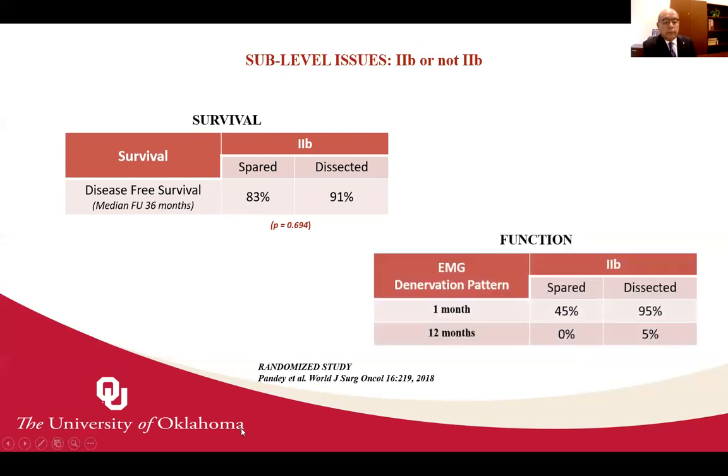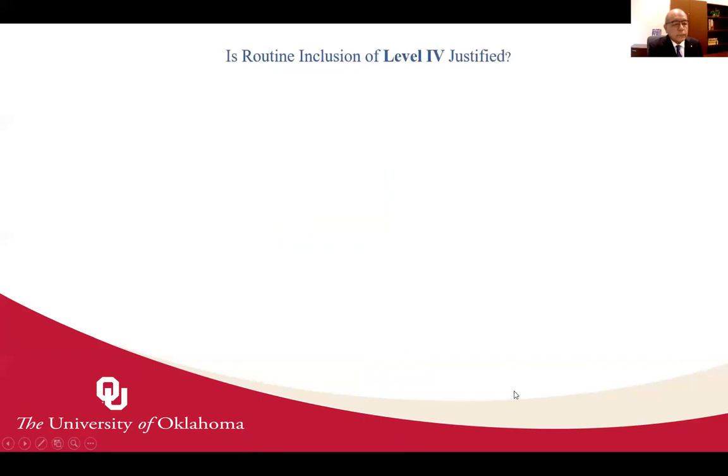And also, they provide data about function of the spinal accessory nerve at 1 month. In the dissected group, 95% have signs of denervation, while only 45% in the spared group. Fortunately, at 1 year, most of that gets corrected, although 5% of these patients still do have some denervation patterns. What about level 4? Is the routine inclusion of it justified?